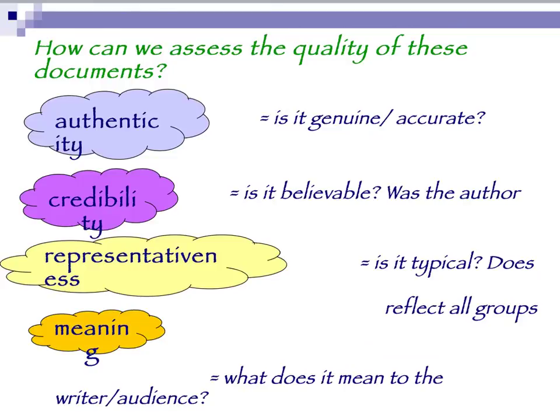And finally, meaning. Okay, what does the document mean to the writer, and what does it mean to the audience? So if the writer wrote it in a particular way, so if they wrote a letter to someone and they meant it in a friendly way, but then someone interpreted it as they'd been actually quite nasty to them, that's when the issue of meaning is a useful tool to evaluate the usefulness of documents.